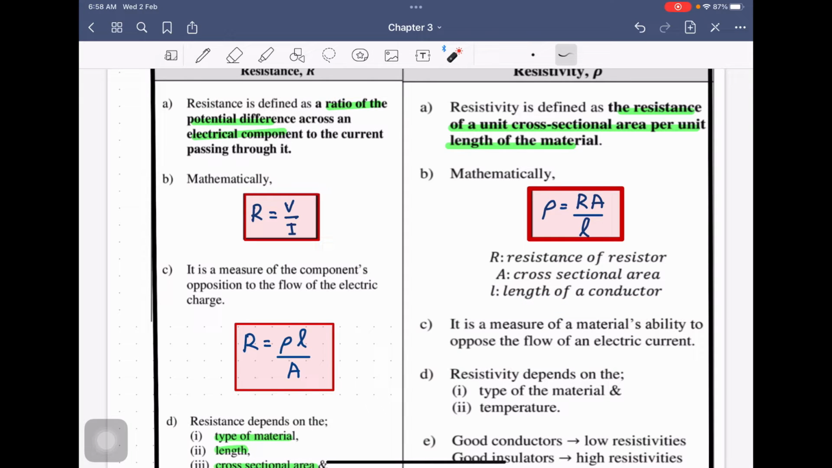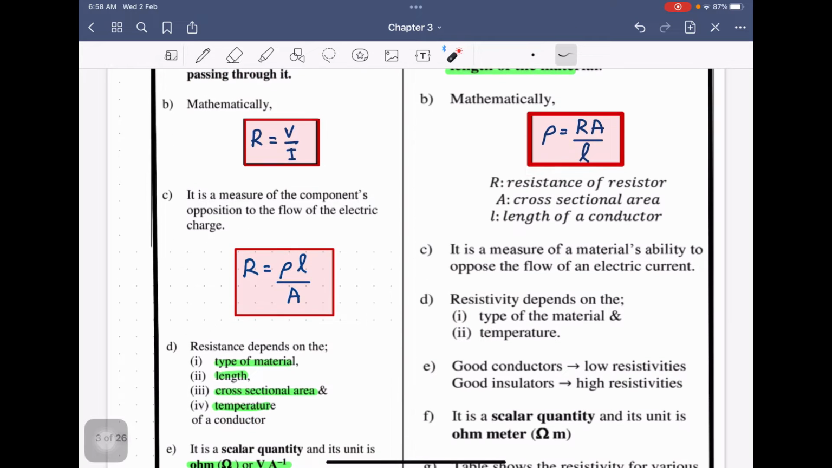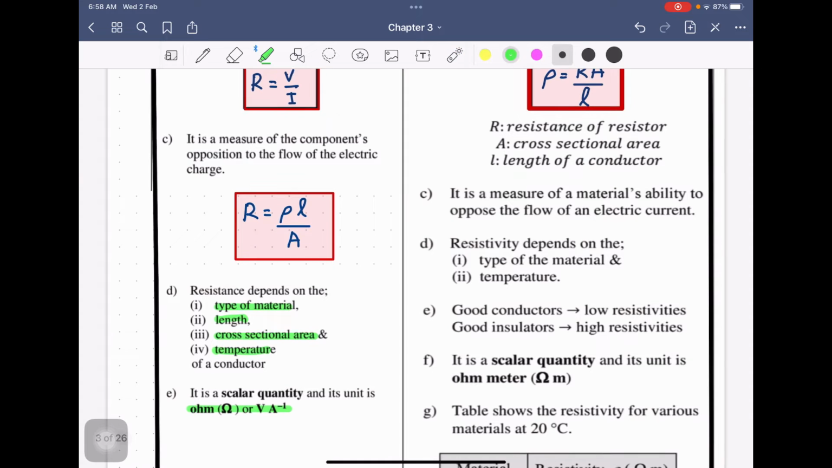Okay, resistivity ni nak measure tentang apa? Ianya adalah measure of material's ability. Okay, kalau resistance tadi adalah measure of the component's. Alright. Tapi resistivity measure of a material's ability to oppose the flow of an electric current. Okay, sebab apa? Resistivity dia depends kepada type of material dan juga temperature. Okay, good conductor dia akan ada low resistivity. Good insulator dia akan ada high resistivity.